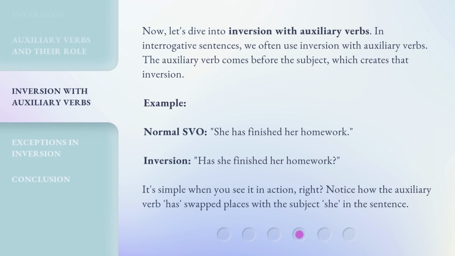Now, let's dive into inversion with auxiliary verbs. In interrogative sentences, we often use inversion with auxiliary verbs. The auxiliary verb comes before the subject, which creates that inversion. Example: normal SVO, she has finished her homework. Inversion: has she finished her homework? It's simple when you see it in action, right? Notice how the auxiliary verb has swapped places with the subject, she, in the sentence.